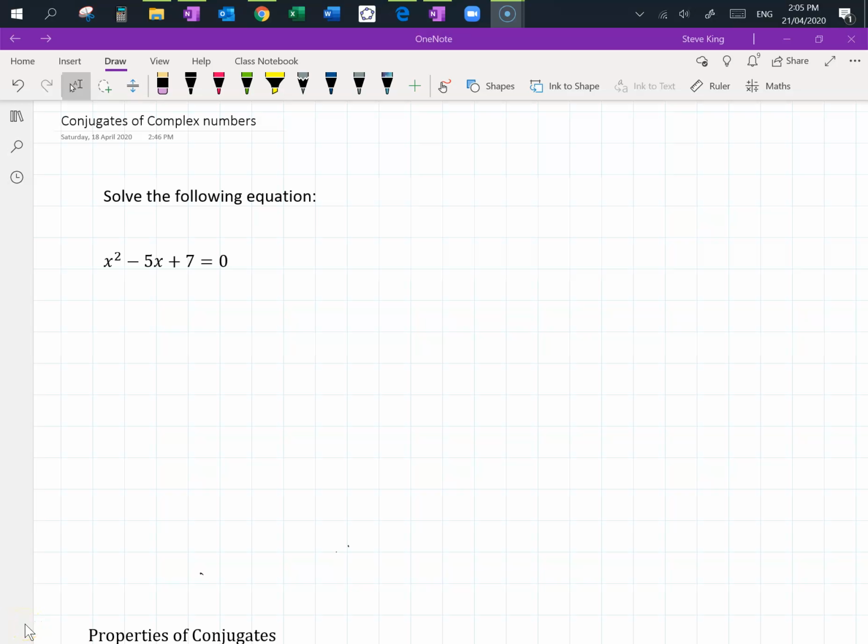In this topic of complex numbers, we're going to introduce new terms and phrases that you won't have heard of before. And this is one such phrase, and it's called the conjugate of complex numbers.